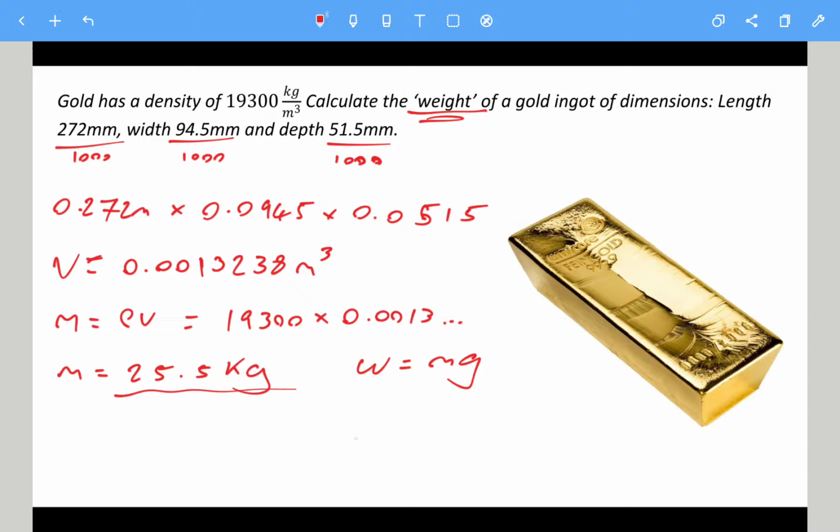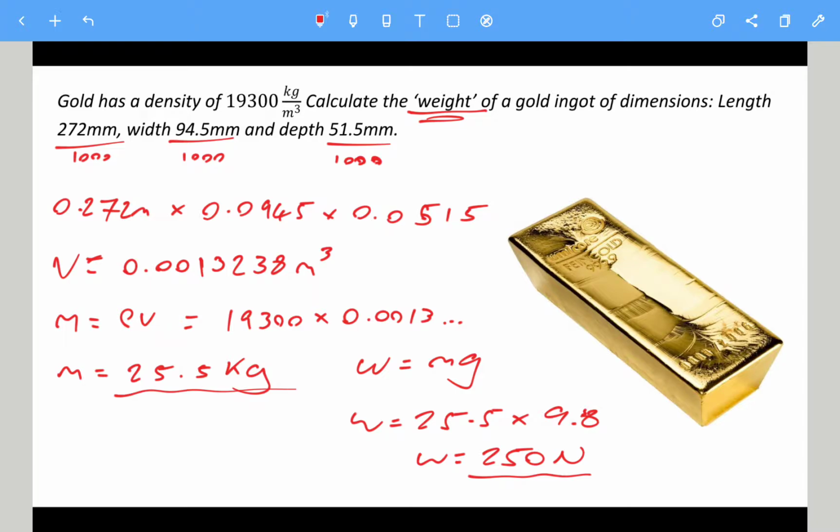weight is mass times gravity. So weight is the 25.5. I'm going to use the full number, the 25.5484908. All right, 25.5 multiplied by the gravitational field strength on Earth, which is 9.8 newtons per kilogram. So if what's in your calculator, if you just times that by 9.8, that will give you a weight of 250 newtons. If you got that right, really well done.